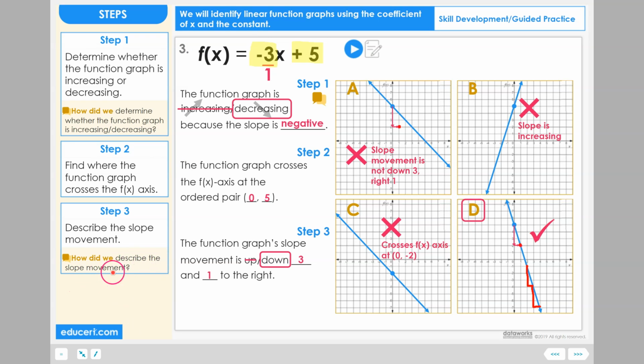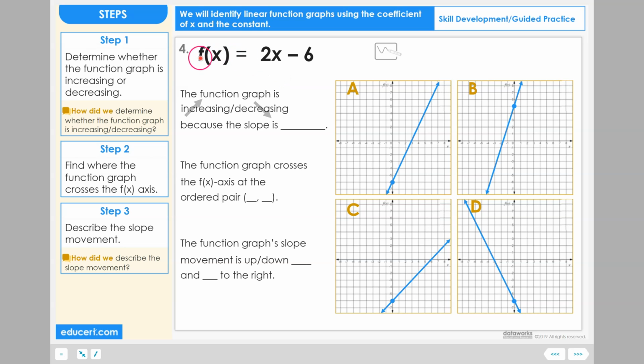How did we describe the slope movement? In problem number 3, to describe the slope movement, we had to make sure that we put in a denominator of positive 1 when the coefficient of x was a regular integer, not a fraction. We know the graph is going down because of the negative, it's going down 3 because of the numerator, and it's going 1 to the right because of the denominator.